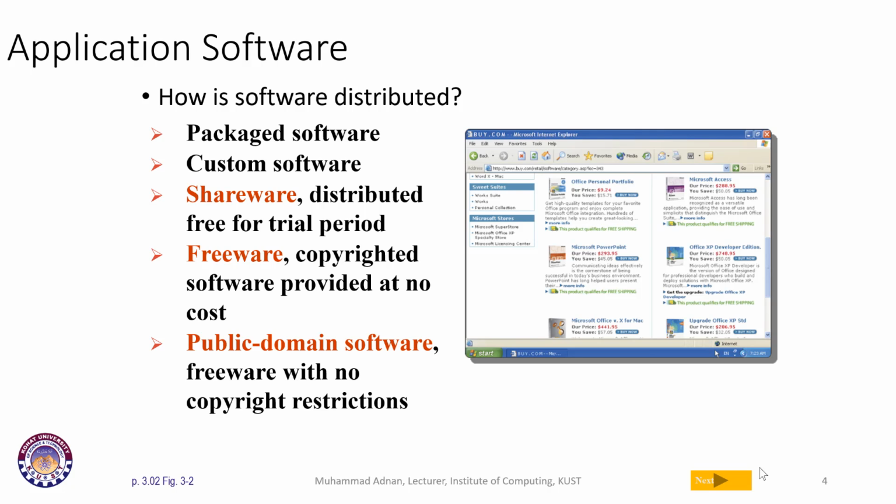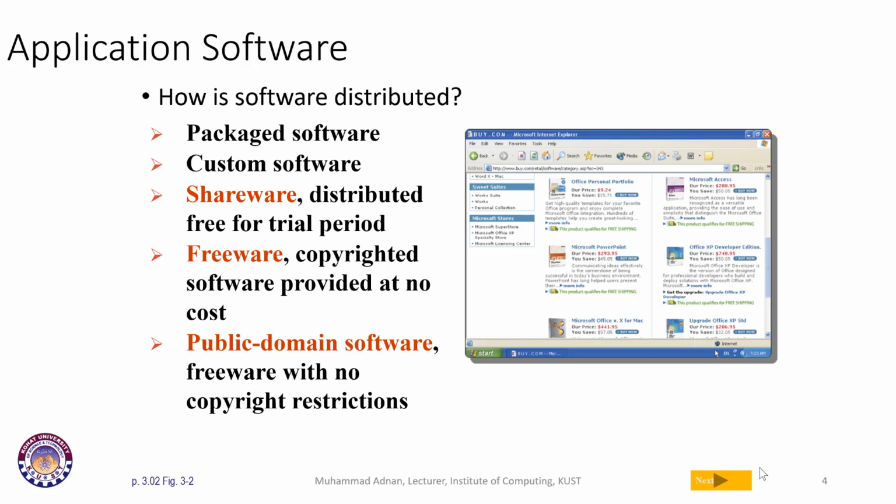Software are packaged first. There are custom software that you can install and then change, customize. There are shareware distributed free for trial purpose. Freeware are copyrighted software provided at no cost, whereas shareware are distributed free for only a trial period. So they are not completely free. And there is public domain software. They are freeware with no copyright restriction.